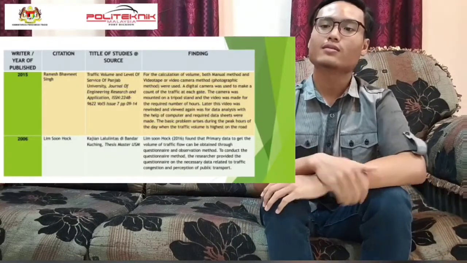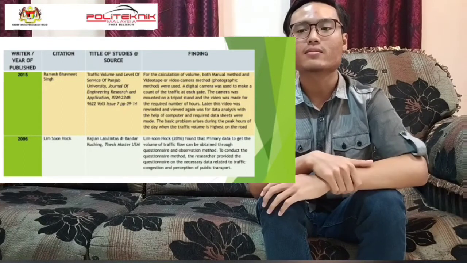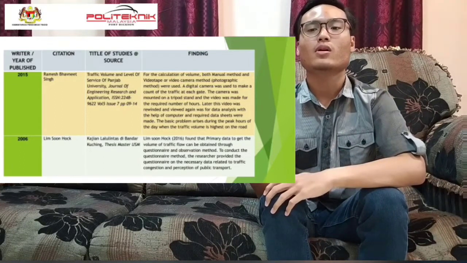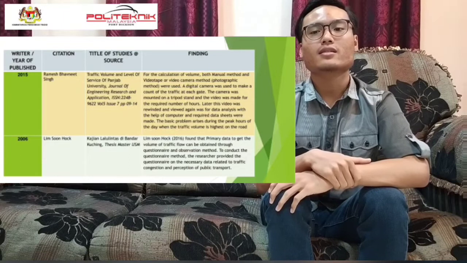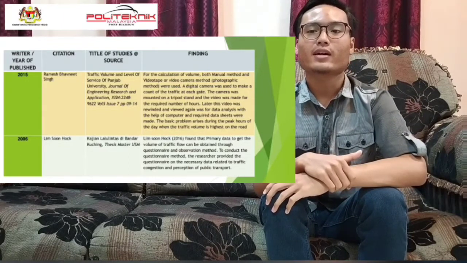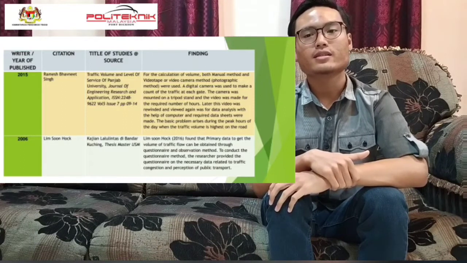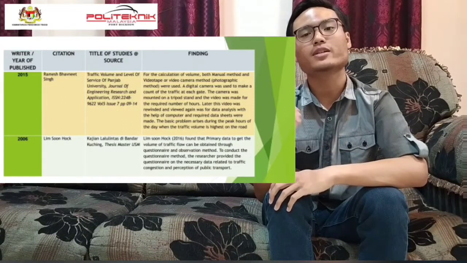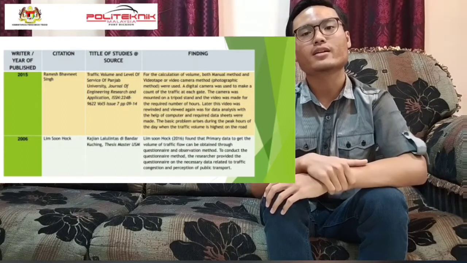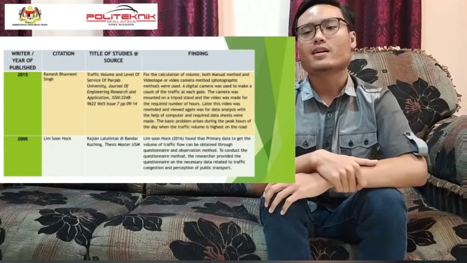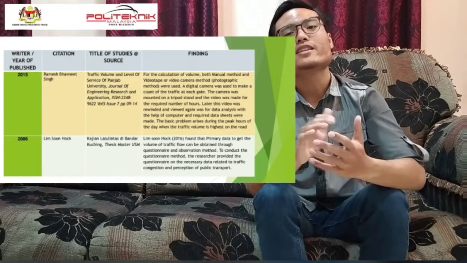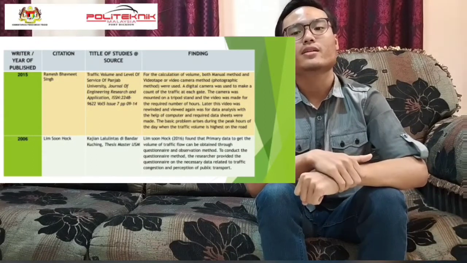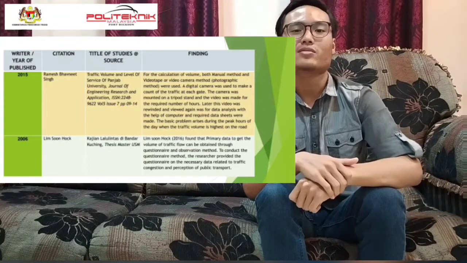Next, we have the journal Traffic Volume and Level of Traffic of Punjab, from Engineering Research and Application. This journal is written by Ramesh Wahanat Singh and published in 2015. The last one is the journal Kajian Lalu Lintas di Bandar Kuching, written by Din Sohok and published in 2006.